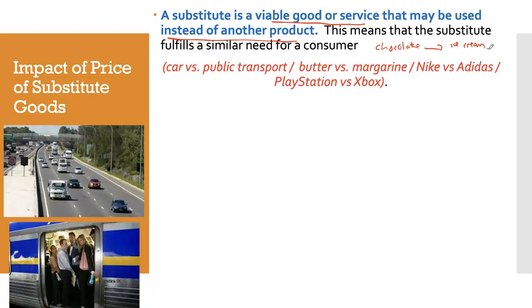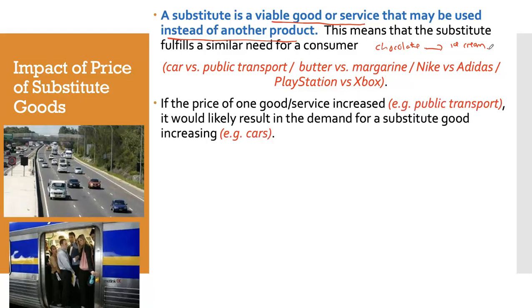Other examples are cars versus public transport, buying butter or margarine, Nike or Adidas shoes, PlayStation or Xbox. These are all substitutes. They fulfill a similar need. Now, if the price of one good or service increases, public transport for example, it would likely result in the demand for another good increasing, because you are trying to fulfill the similar need. So if the price of one goes up, you'll look to the other one. If the price of PlayStation doubled, people will buy more Xboxes.